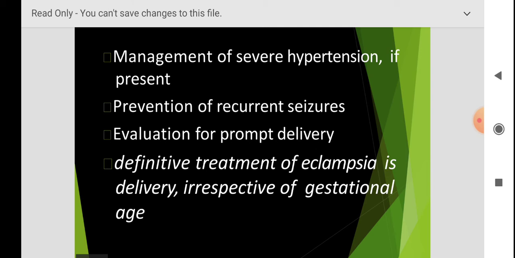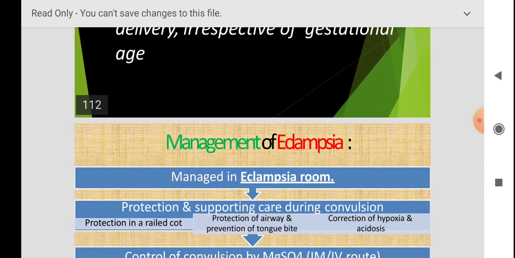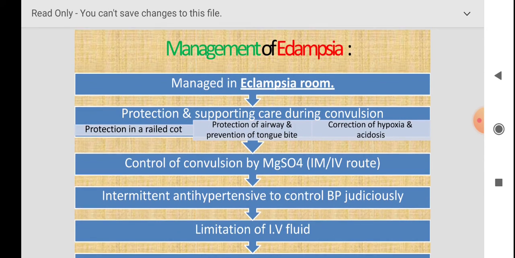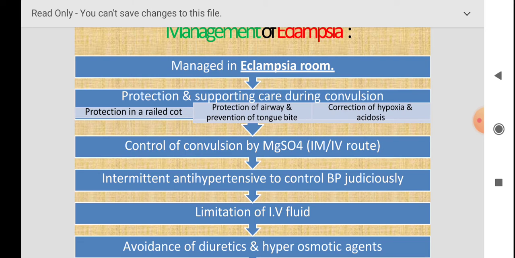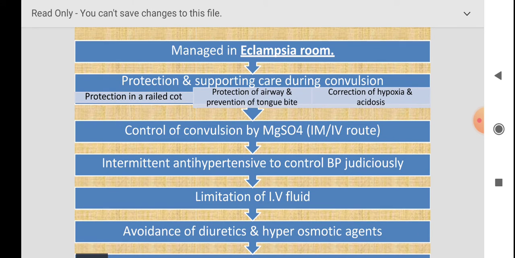Definitive treatment of eclampsia is delivery irrespective of the gestational age. Always the eclampsia patient should be managed in the eclampsia room. In your clinical postings, you might have seen, beside the labor room or somewhere in the nearest vicinity, a room labeled as eclampsia room. Why is it called eclampsia room? What are the special features to say it is an eclampsia room?